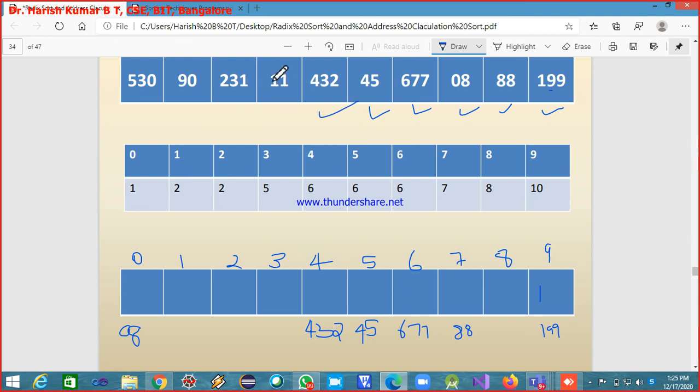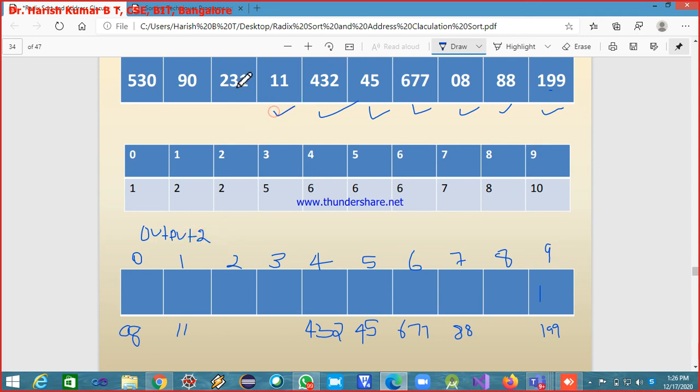11. 1 is the digit in the tens place. So for 1 it is 2. 2 minus 1 is 1. Now the 11 takes the position 1 in my output 2 array. So this is output 2. This is again still not the final output. It is the output which I am going to get at the end of the second iteration. Okay. So 11 is also done.